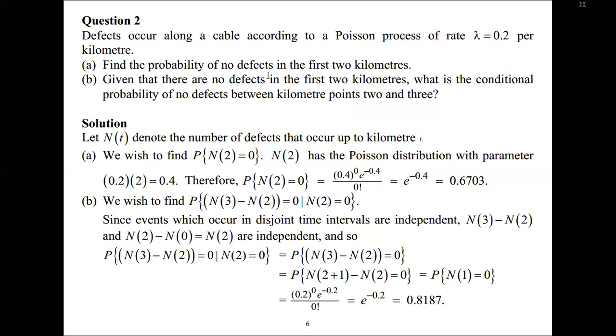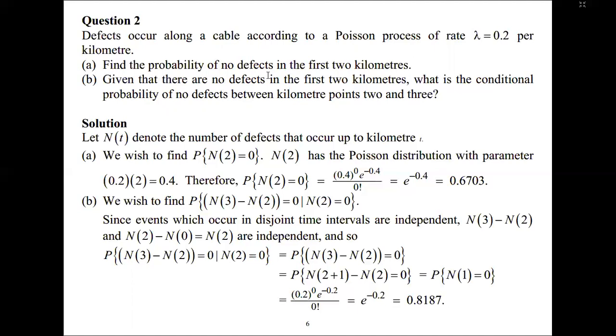So is it question 2? Question 2, yeah. So we are going to look at that question. It says defects occur along a cable according to a Poisson process with rate lambda equal to 0.2 per kilometer. So here the rate is what? 0.2 defects per every kilometer.